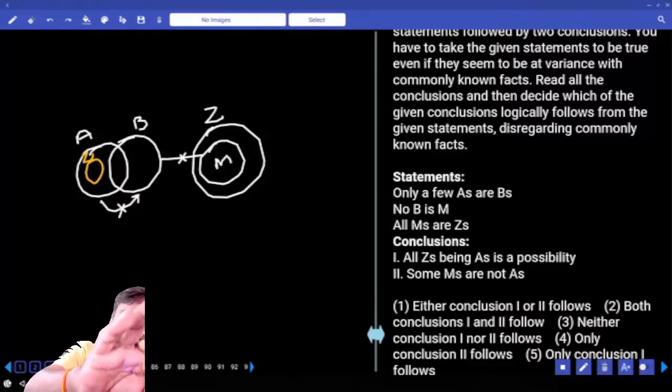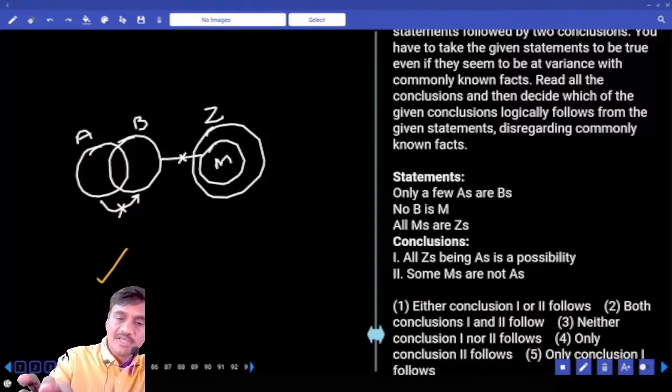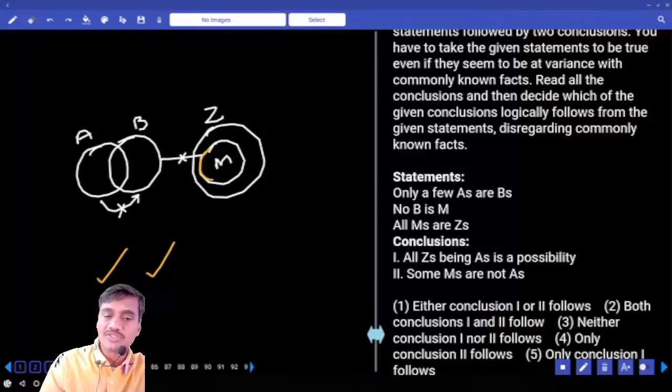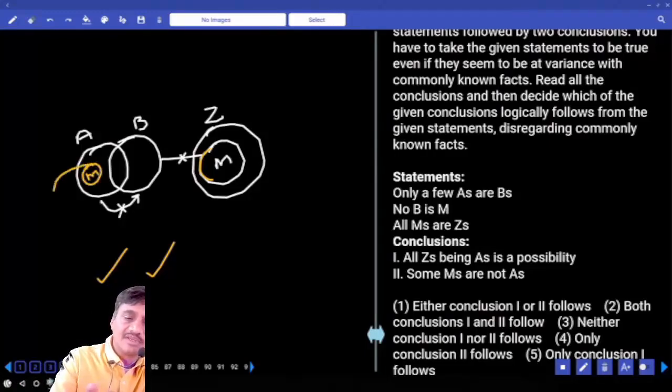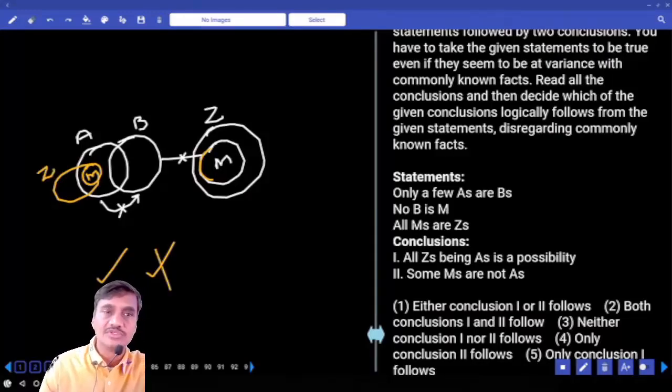Then coming to the second one. What is the second one we have? And some M are not A's. As of now, no M is A, and some M's are not A's is also true. Now to make this one false, I need to prove all M are A. All M are A means, tell me whether I can write M like this or not. Yes. If I write M here, then Z would be like this. Alternate diagram true, previous conclusion false. So what is your answer? Only one, and it is given in choice 5, question number 84.